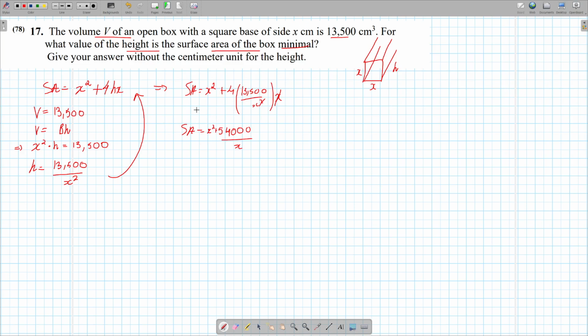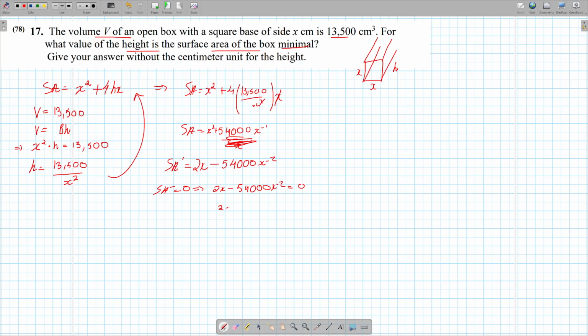We found now our surface area. So now we only have one unknown. Can we find its minimum value? Of course we can. So SA prime is equal to what? Let's rewrite this as 54,000 x to the power of minus 1, so we derive it properly. SA prime, derive it: 2x minus 54,000 x to the minus 2. Equate it to 0 now. SA prime equals 0 to find the minimum or maximum, right? 2x minus 54,000 x to the minus 2 is equal to 0.